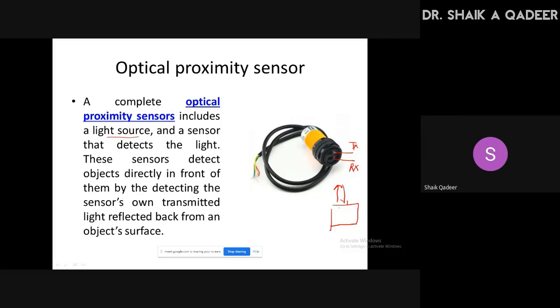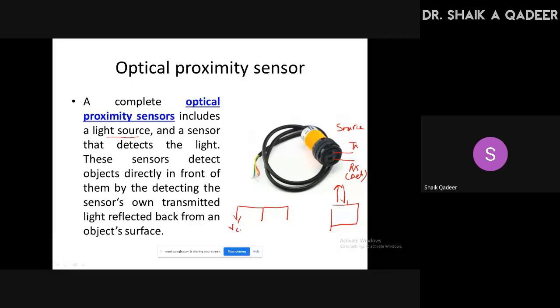So suppose this is the light source and this is the light detector. This is source and this is what? Detector. Okay. This sensor detects objects directly in front of it by detecting the sensor's own transmitted light, which is getting reflected back from the object surface. Here also the connection is same. The pin connection is same.